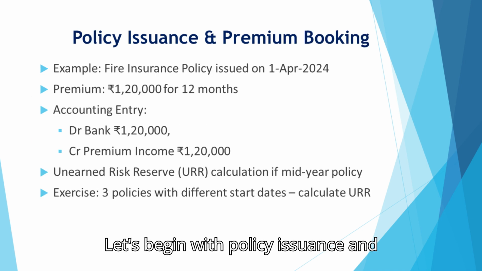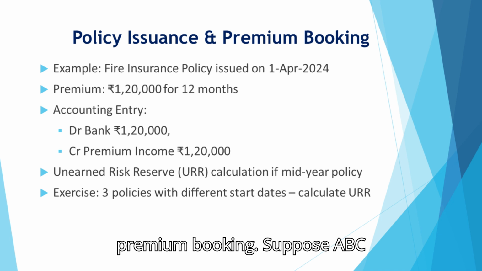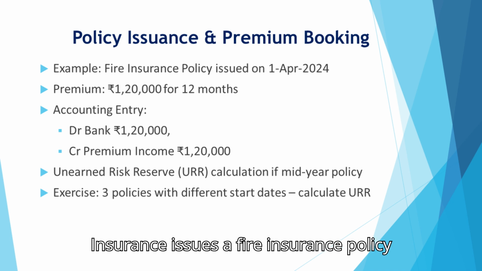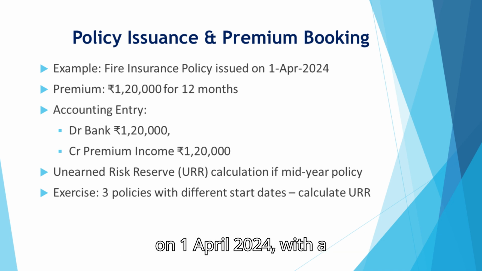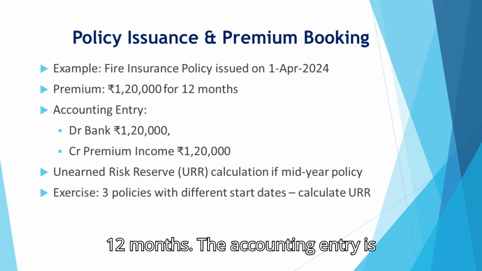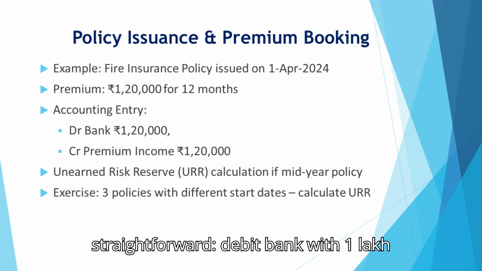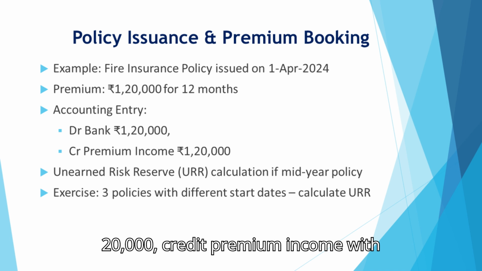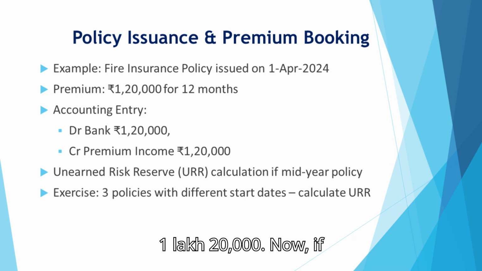Let's begin with policy issuance and premium booking. Suppose ABC Insurance issues a fire insurance policy on 1st April 2024, with a premium of 1,20,000 rupees for 12 months. The accounting entry is straightforward. Debit bank with 1,20,000, credit premium income with 1,20,000.